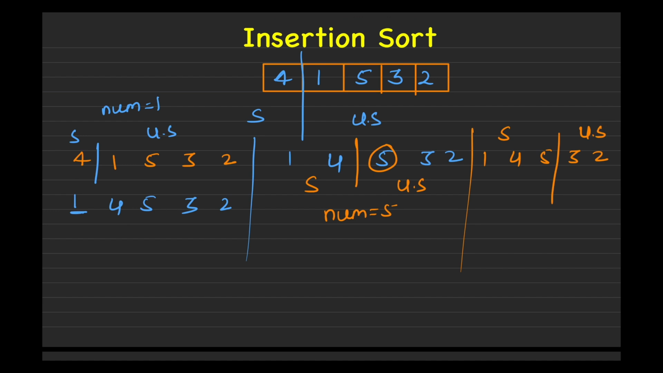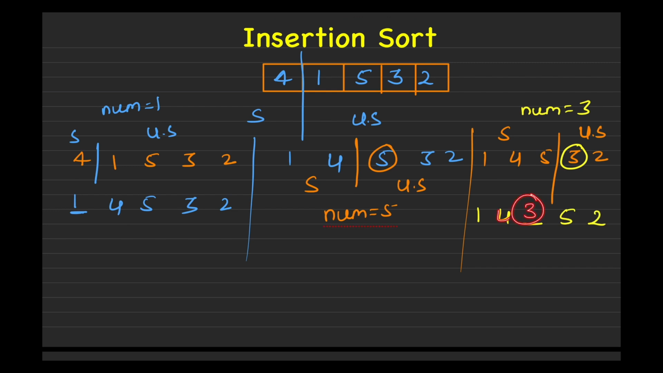Now I start with 3, so my num contains 3. Keep checking to the left of my 3: is there an element which is greater than 3? If there is, we need to transfer those elements to the right so that I can bring my 3 to its original position. I can see that 5 is greater than 3, so I need to transfer 5 to the right side. So 1, 4, an empty space, 5 and 2. Now can I put my 3 directly in this position?